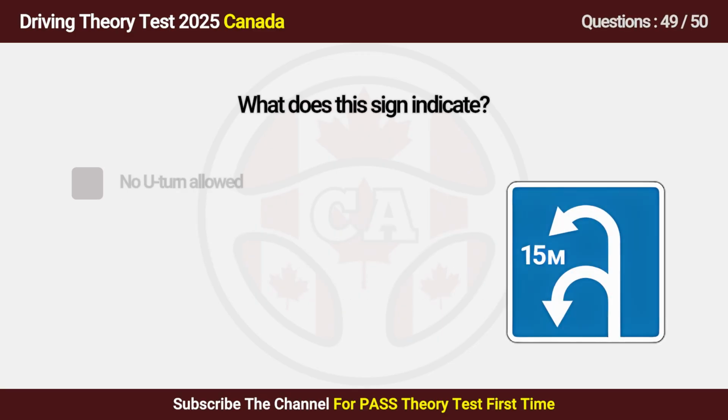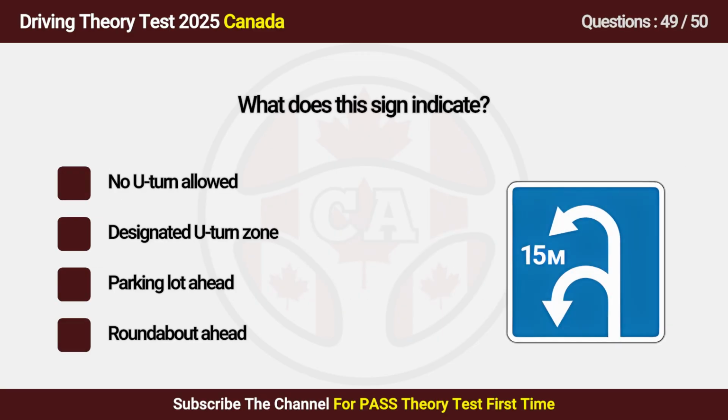Question 49. What does this sign indicate? A. No U-turn allowed. B. U-turn zone. C. Parking lot ahead. D. Roundabout ahead.